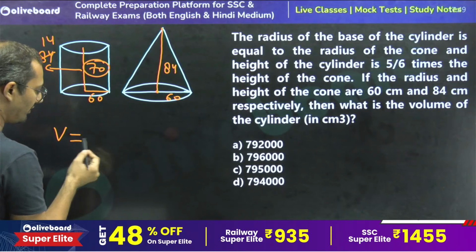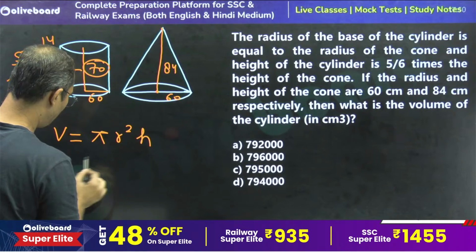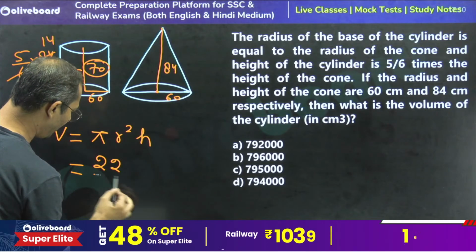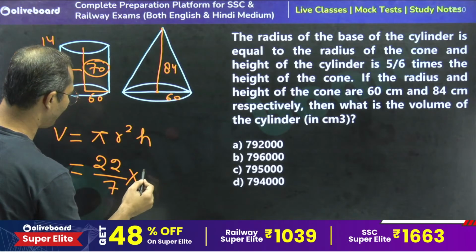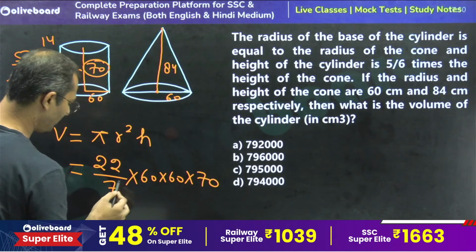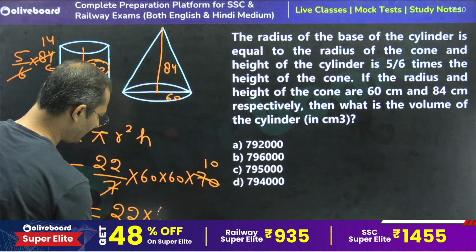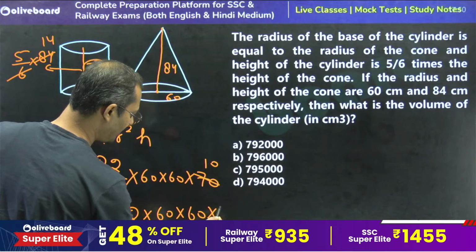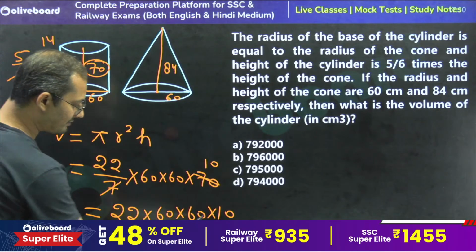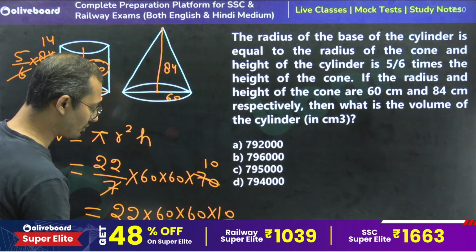Very easy question. What is the volume of the cylinder? So we must know the formula, pi r square h, right? So volume of the cylinder is given by pi r square h. So we can take the value of pi 22/7 into r is 60 into 60. Then what is the value of h? That is 70. So by 7 this is 10 times. So we can say that 22 into 60 into 60 into 10. Is this clear? Yes. See, we have 3 zeros. 1, 2, 3. 3 zeros. What is the 1000 place? So we can calculate it.